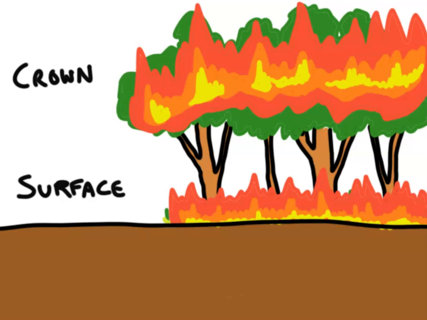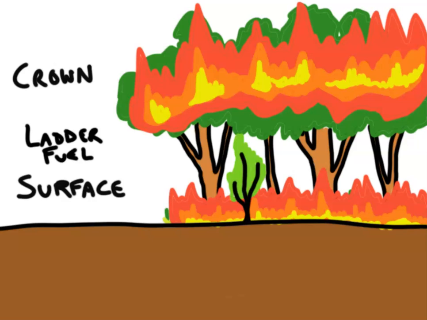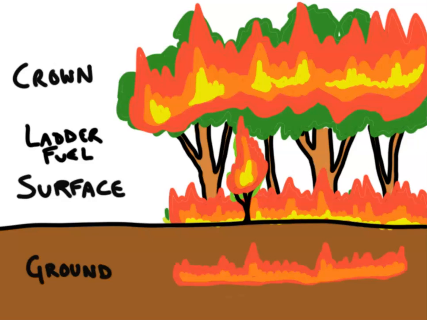Medium height fuels can help a surface fire reach the crown. We call these ladder fuels because they act like a ladder for the fire to climb up. A ground fire occurs when the dead material below the surface begins to burn. Ground fires are rare since the heat from a fire tends to go upward rather than downward, and because oxygen is limited below the surface. But once a ground fire begins, it can be very hard to put out.